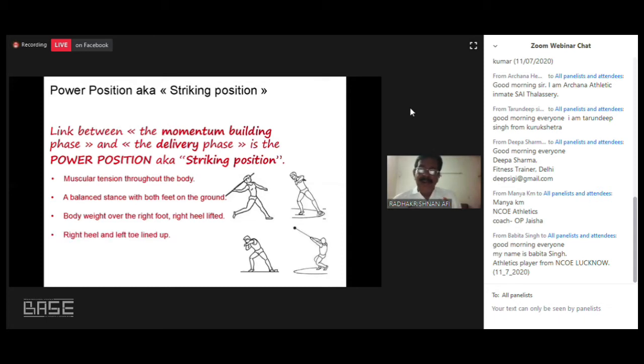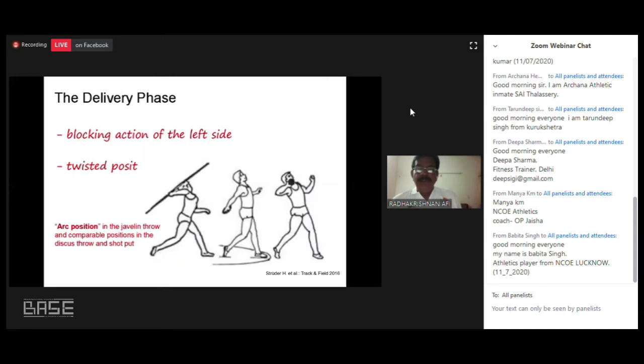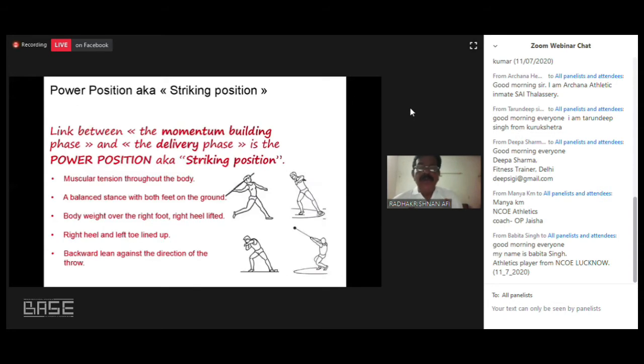And right heel and left toe is lined up, as I said, heel-toe, backward lean against the throwing direction. And this is all the same for all throws.